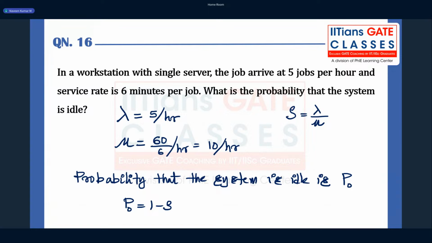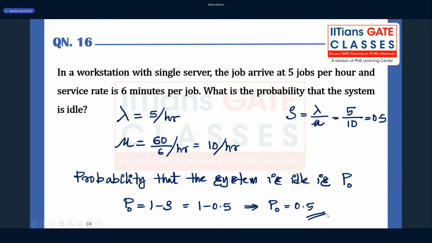There are so many names for this traffic ratio, but it is lambda by mu. So lambda by mu is 5 by 10, and this will be 1 by 2, that is 0.5. So if you substitute this value, this is 1 minus 0.5. So hence, the probability that the system is idle is 0.5. Half the time, the system is idle.